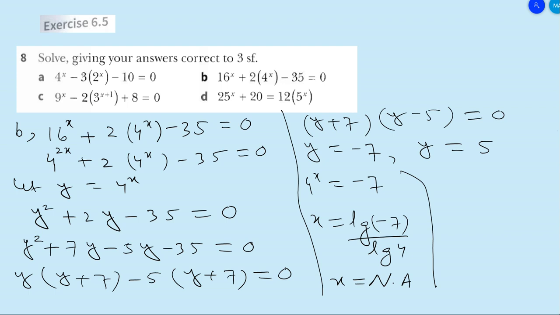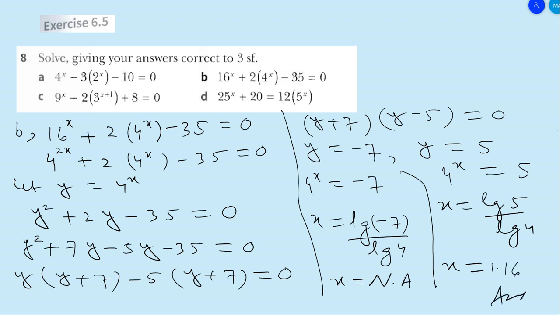Now y is equal to 5. y is 4 to the power x is equal to 5. Now x is equal to log 5 upon log 4. Therefore x is equal to 1.16, which is the correct answer. So just like part A, part B also has only one answer, that is x is equal to 1.16. Now move to part C.